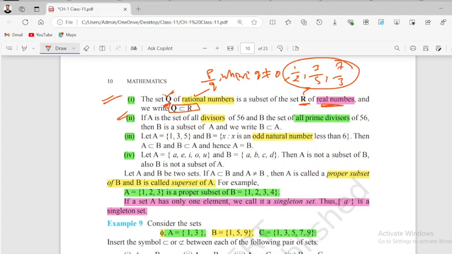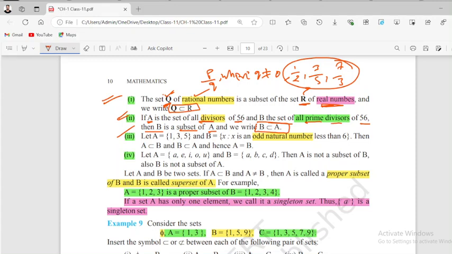Point number 2: if set A is the set of all divisors of 56 and B is the set of all prime divisors of 56, then B is a subset of A. We can write it like that also. B is a subset of A. This is a very easy point, and after that let us discuss point 3.